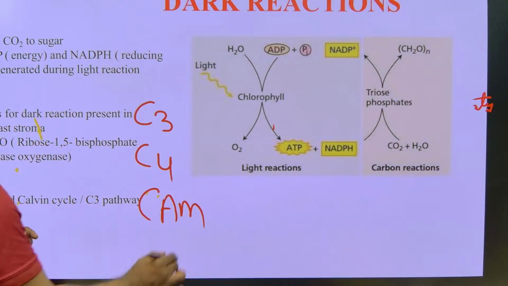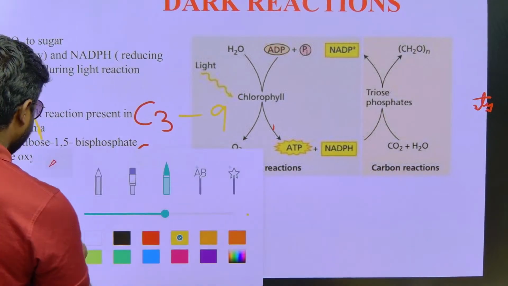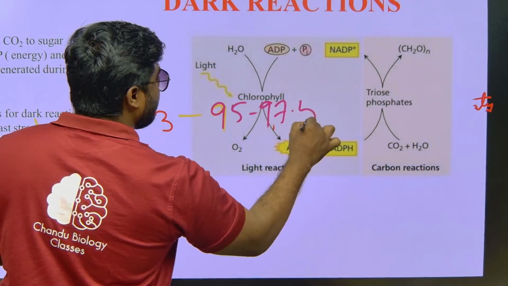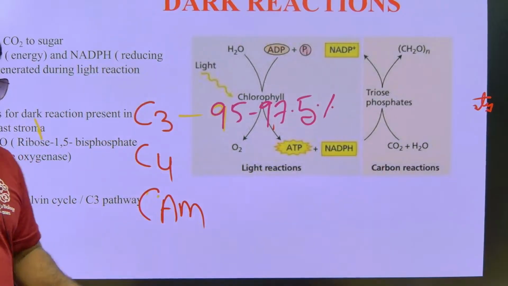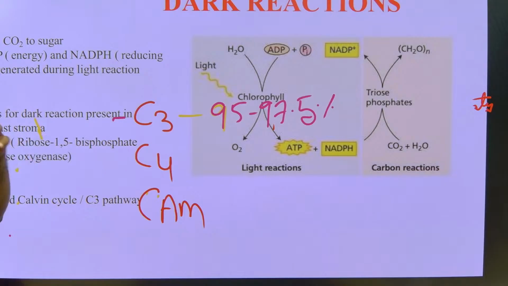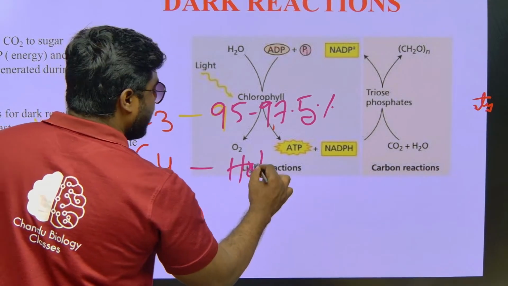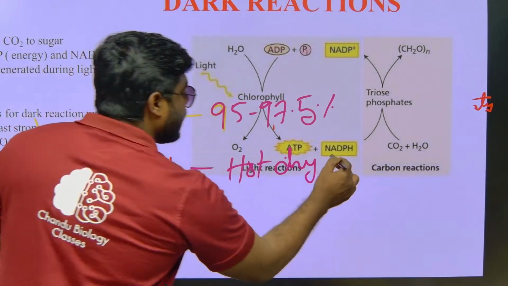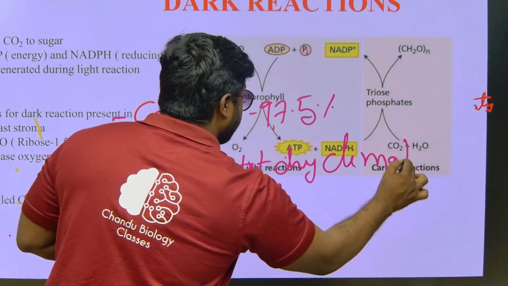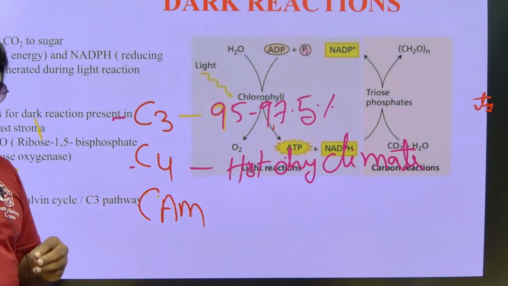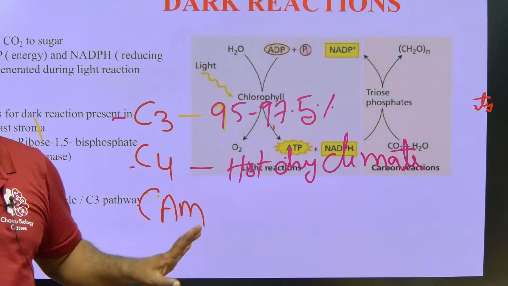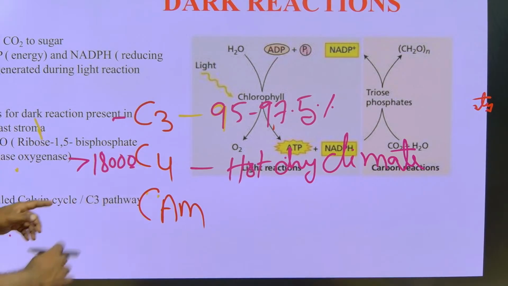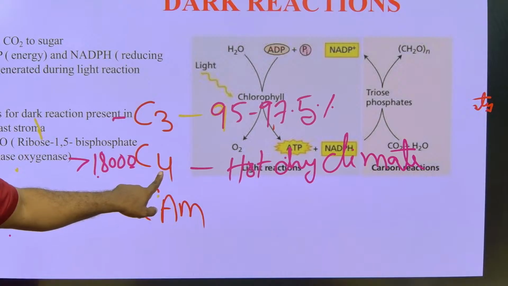So you all know very well, 95 to 97.5% of the plants on this earth belong to the C3 pathway. The plants which are growing in hot and dry climates, I am not using the word desert, follow C4. I can take the best example of angiosperms: more than 18,000 different types of angiosperms follow the C4 pathway.